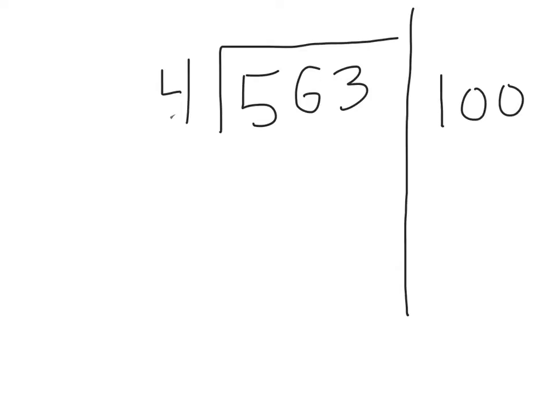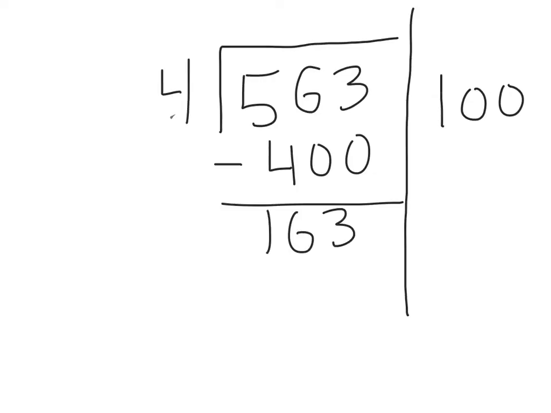We'll start with that, and 4 times 100, we're going to make a subtraction sign, and 4 times 100 is 400. We're going to subtract 400 from 563, and if we work that out correctly, you should get 163. Okay, so the next question we're asking ourselves is, how many times does 4 go into 163?